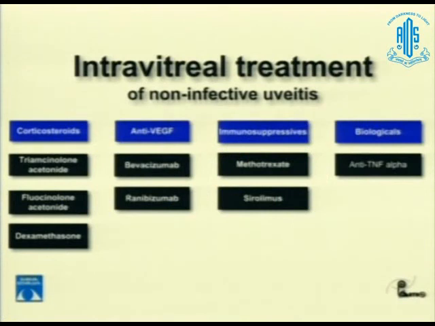Now, intravitreal treatment is very important. It's becoming very popular nowadays. We have a lot of corticosteroids used; we'll discuss them in the next slide. The anti-VEGF agents, bevacizumab and ranibizumab, have been used successfully for the treatment of CNVM, inflammatory CNVM and cystoid macular edema in some cases. Among immunosuppressives, methotrexate has been tried and a sirolimus trial is going on in various centers. And etanercept, an anti-TNF alpha, has been tried as intravitreal treatment.